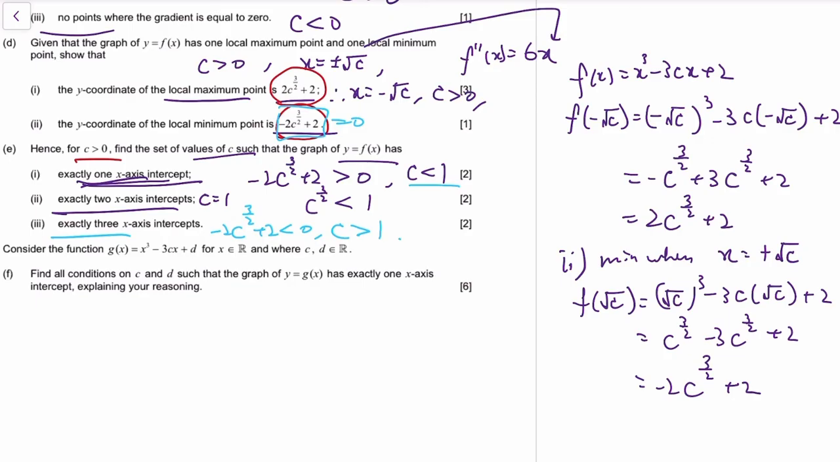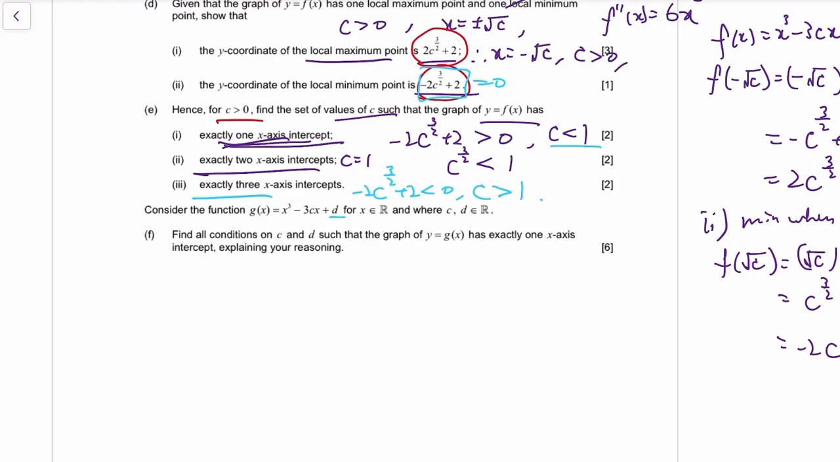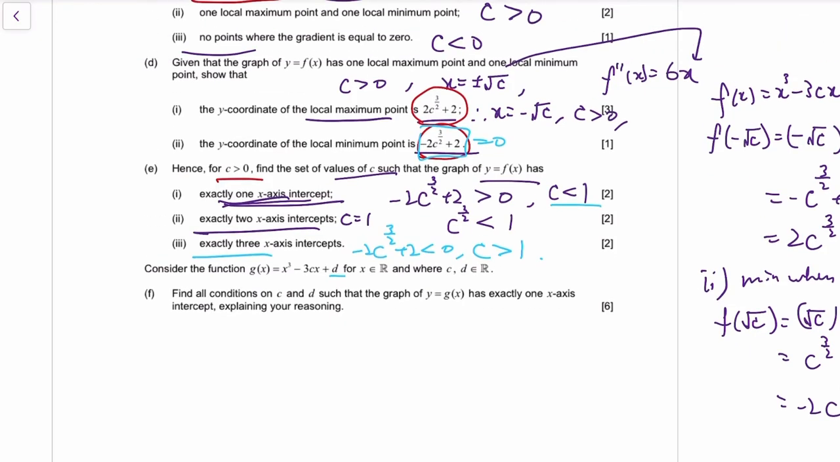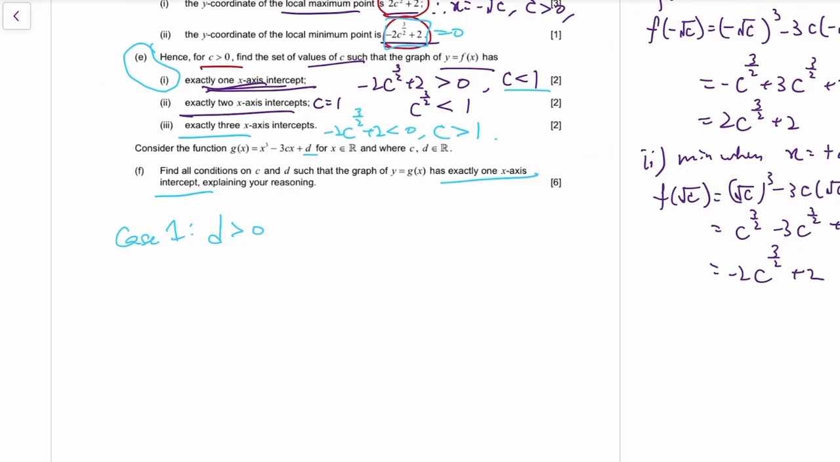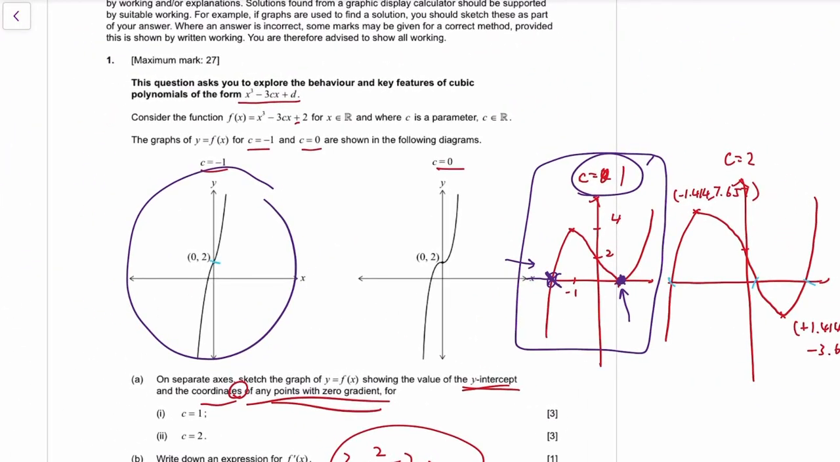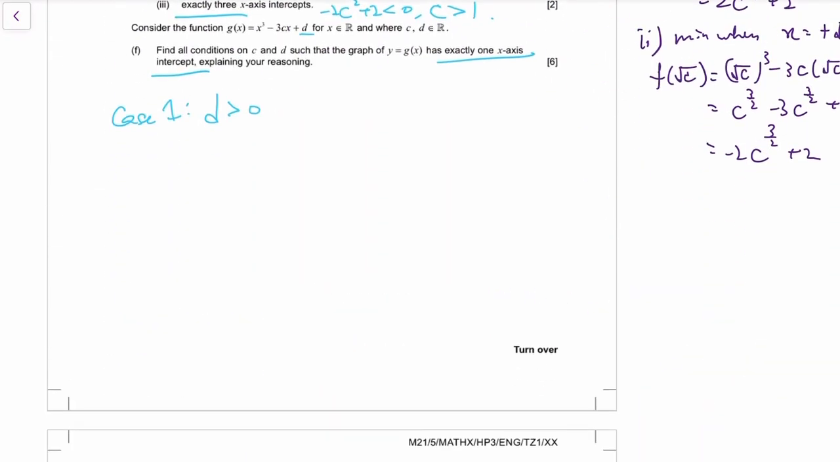Okay, then we have a general one. Now d is just d. We have to basically repeat everything for a general d. We need to find the condition that it has exactly one x-intercept. I think the easiest thing to do would be considering, so case 1, you consider that d is positive. Then similar to what we have here, we have a y-intercept that is above 0. So the y-intercept is at d.